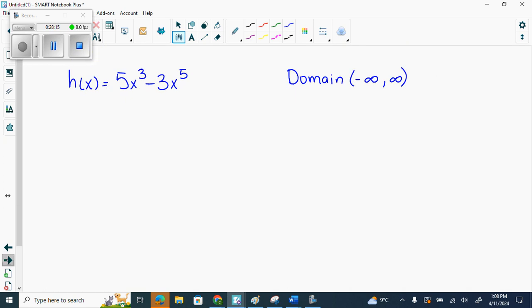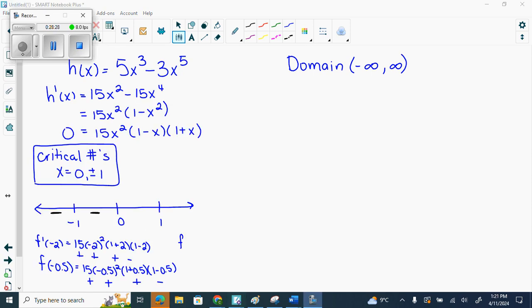I want all of that. And go. I want critical numbers and first derivative, increasing, decreasing, maxes and mins. I want the second derivative test to prove it's a max or a min. I want the critical numbers and second derivative. I want concavity, and I want a point of inflection. Go. So I did the first derivative, and I factored it, and I got 0 and plus or minus 1.